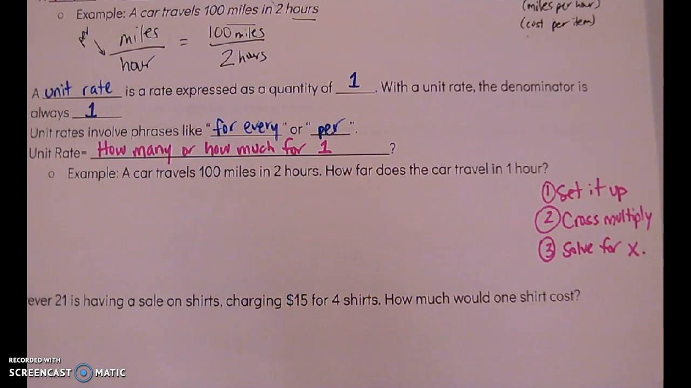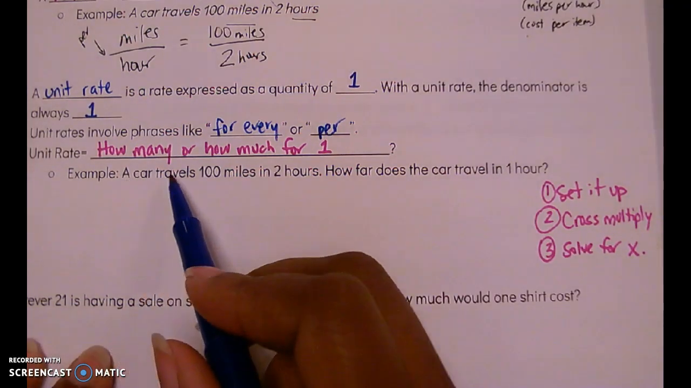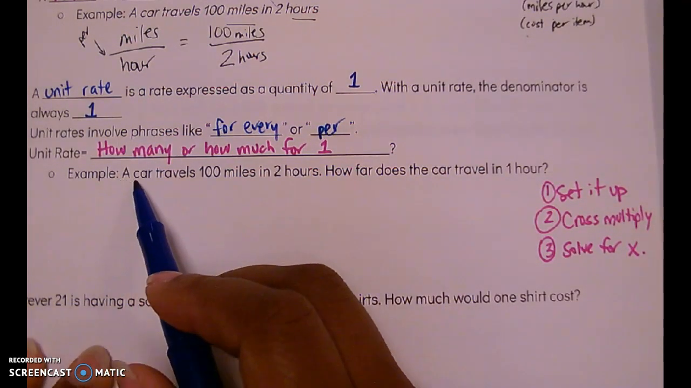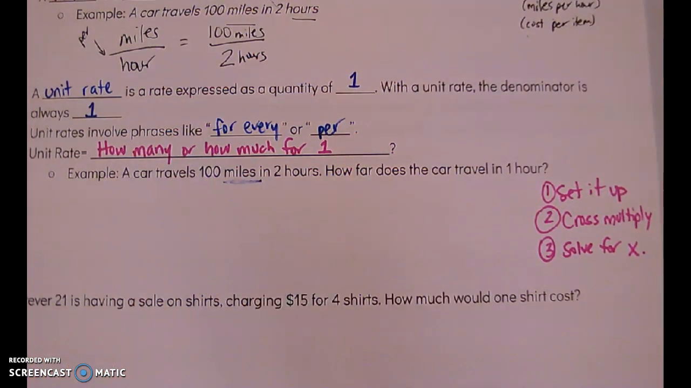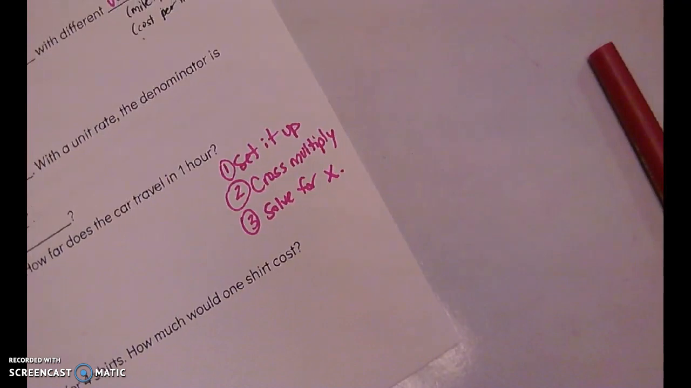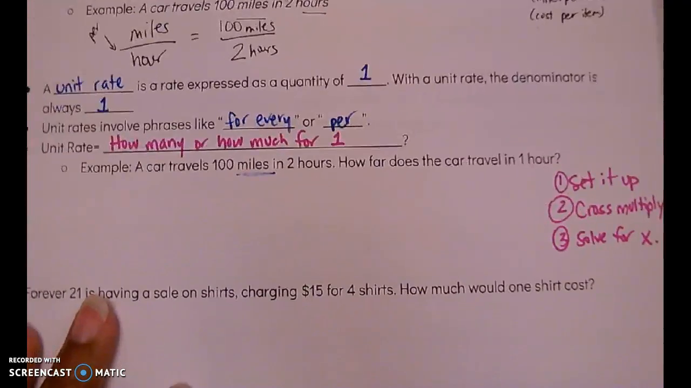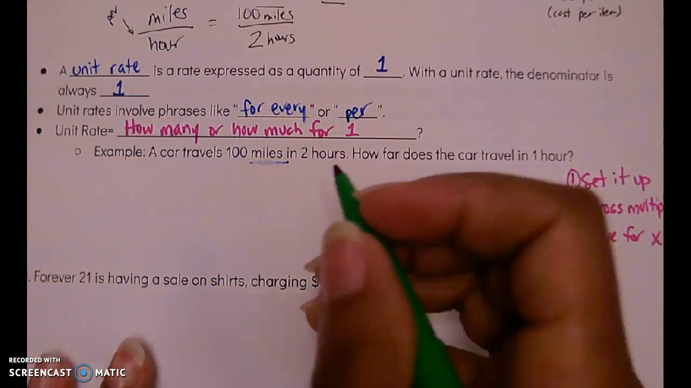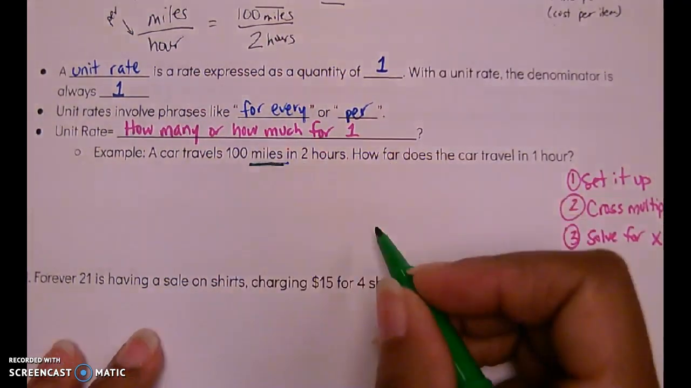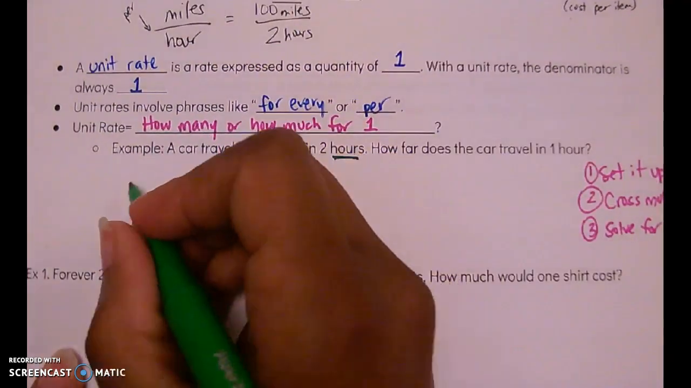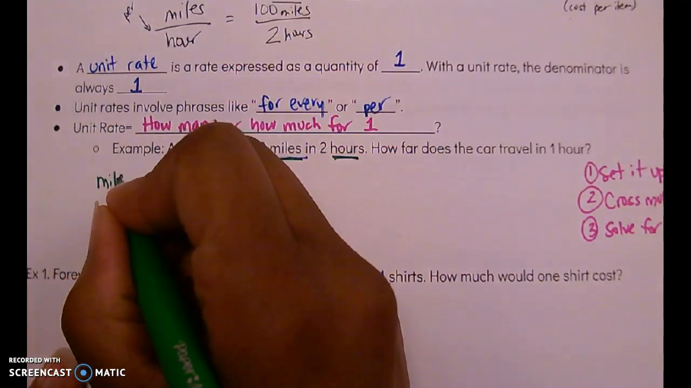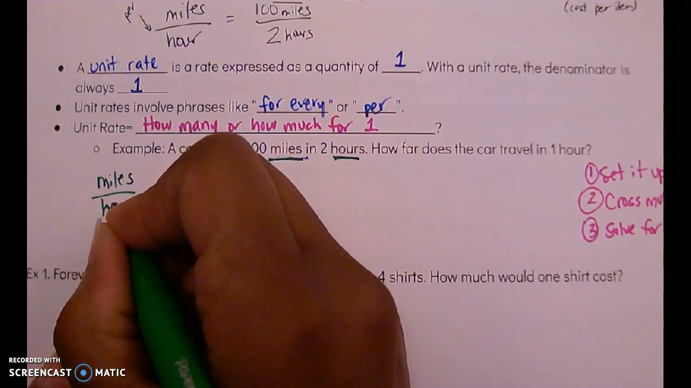So, let's look at this problem and let's get to it. First thing I'm going to do is I'm going to understand my 2 units that I'm dealing with. A car travels 100 miles. Ooh, my pen is going dead, so I'm going to switch over to my green. Here we go. A car travels 100 miles in 2 hours. So the first thing I'm going to do is set up my words, okay? Miles per hour, okay?